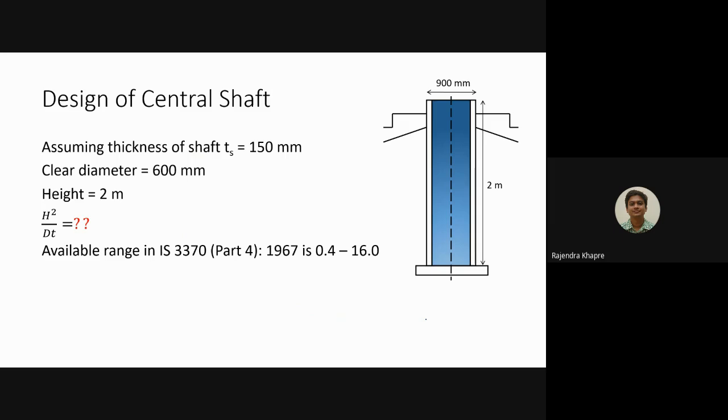But if you see the h square by dt value for this particular structure, the h value, the height, will be 2 squared, the innermost diameter will be 0.6, and the thickness will be 0.15. So can somebody tell me how much will be the value of this? 44.44.